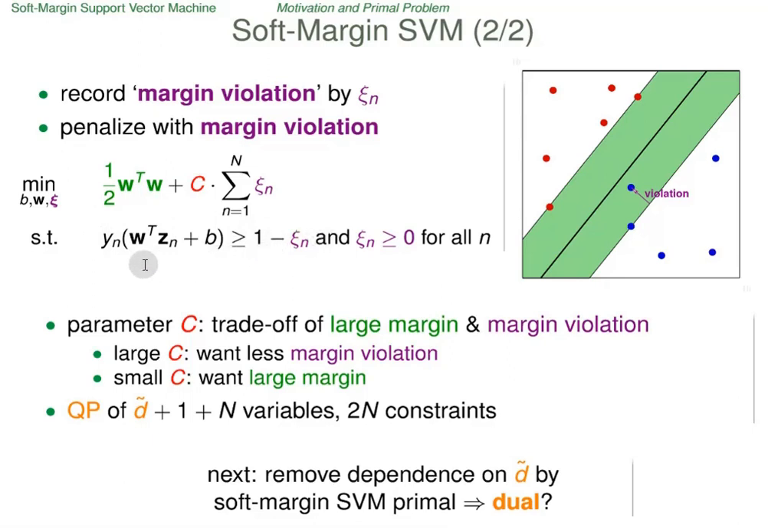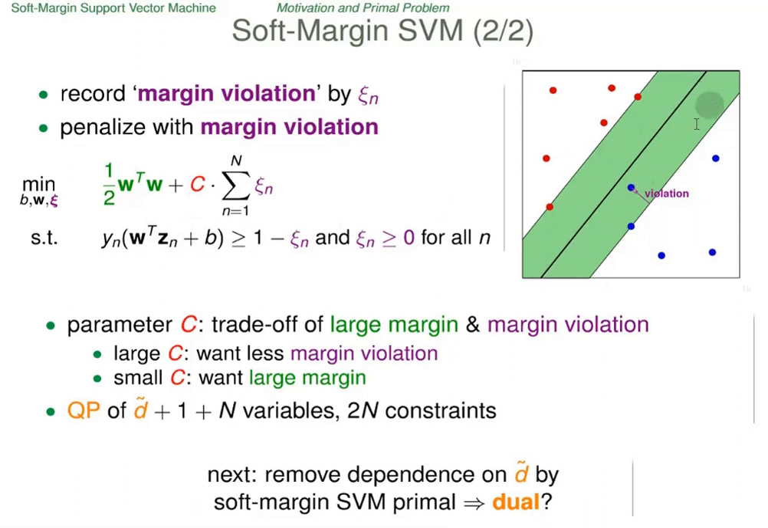Notice that in this definition of separation, the point is separated if yn w transpose z plus b is greater than 1 and xi is equal to 0. Well, here the xi captures how much a point fails to be separated.